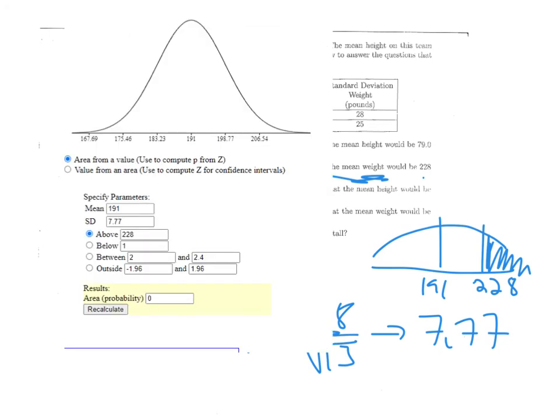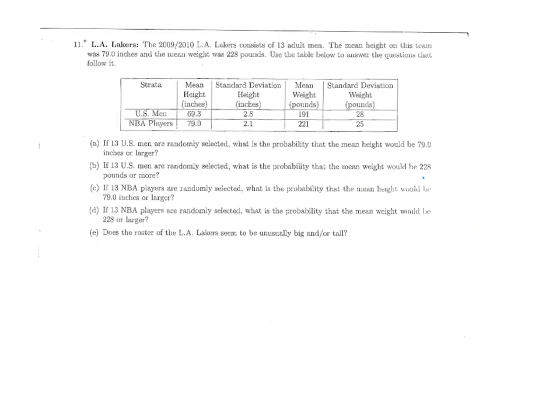And again, we can see 228 is, well, they aren't giving us the third standard deviation, are they? But we know it's only 7.7, so what is that, about 213? And 228 is way above that, so we would expect a very small probability of that happening. So sure enough, the height and the weight is way off the chart for regular U.S. men.